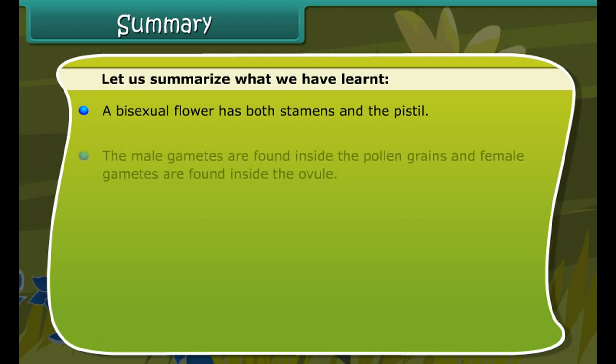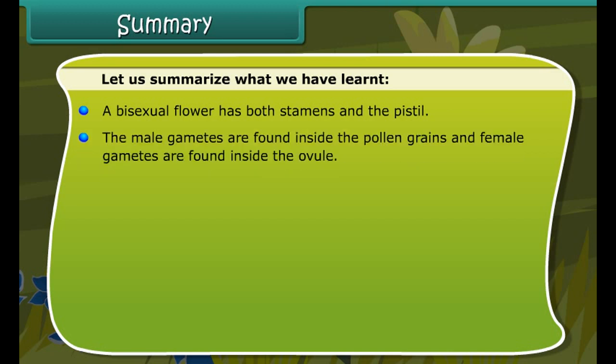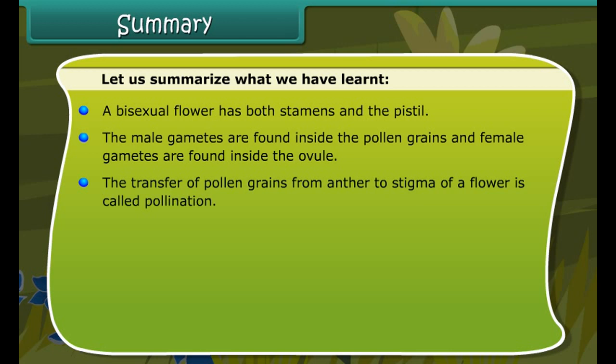Summary. Let us summarize what we have learned. The process of producing young ones from their parents is called reproduction. Flower is the reproductive part of a plant.